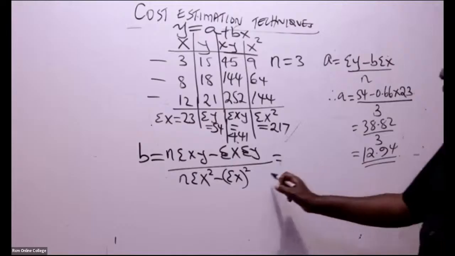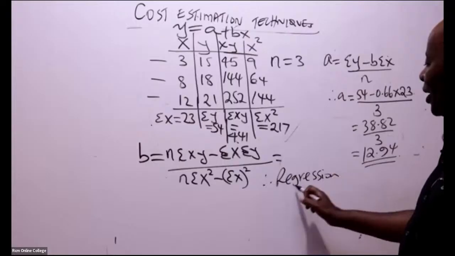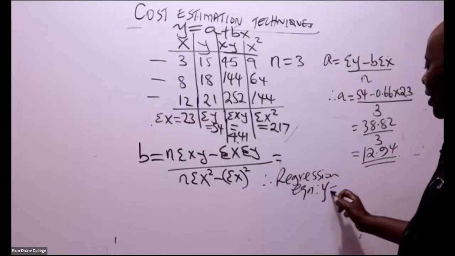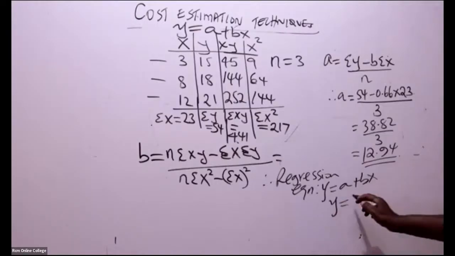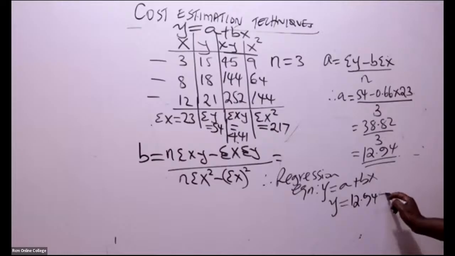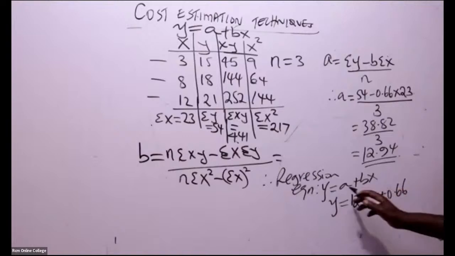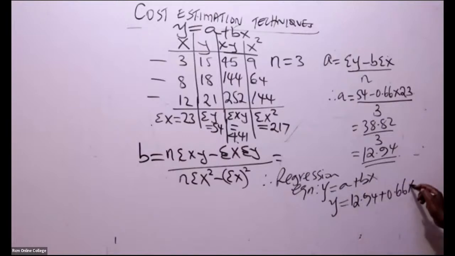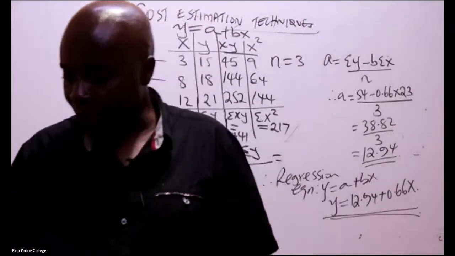And therefore, the regression equation is y equals a plus bx. So it is y equals a, which is 12.94, plus b. B, which is what here? B already we know. It was 0.66. So once you have gotten the a and the b, you come and substitute for them like that. This is the answer. So up to here, ladies and gentlemen, somehow are we together? Somehow are we together up to here?